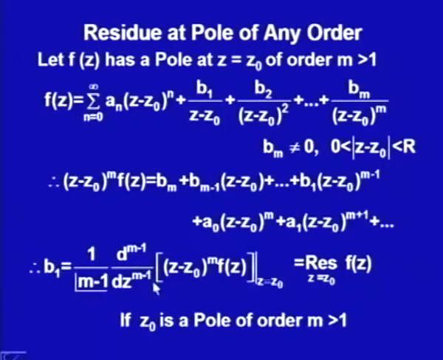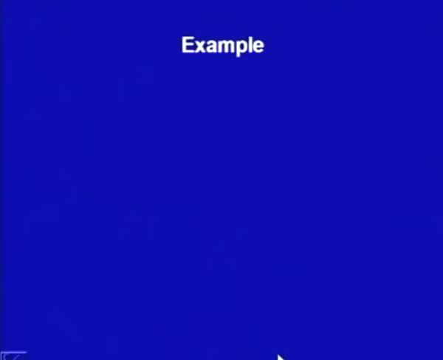You see, this formula would be valid if m is greater than 1, because for m equal to 1, I would get d/dz of (z minus z naught) times f(z) at z equal to z naught, and I would always get 0. So this will not be valid for our simple pole. This formula is valid for a pole of order higher than 1.